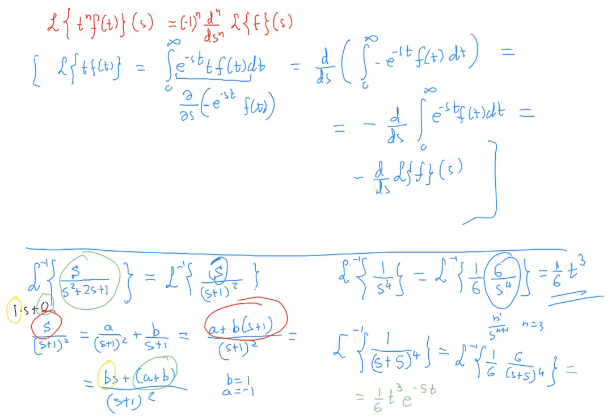So we can write S over S plus one squared is equal to one over S plus one squared minus one over S plus one. And the inverse Laplace transform of this will be the inverse Laplace transform of one over S plus one squared, which would be what? Normally you have T, but exactly because S plus one is S minus negative one, it's T e to the negative T. And the other one is simply minus e to the negative T. And that's okay.